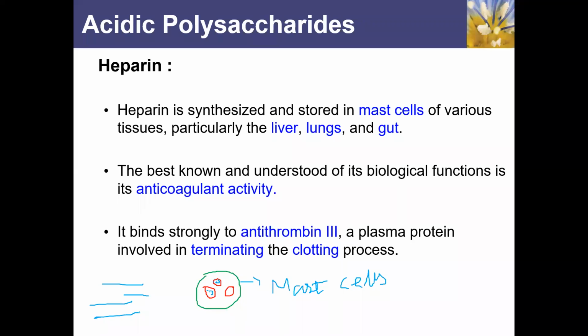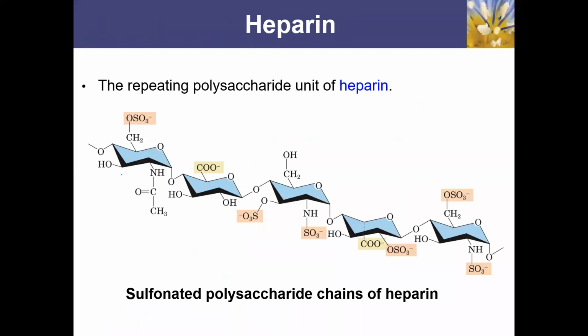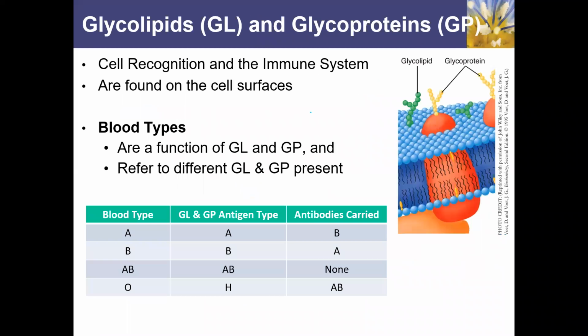But here what we need to know is that they're acidic polysaccharides and they're also sulfated. As you can see here, they're all sulfated. So if you're given this structure, you can easily identify it by the sulfate molecules present in it. So you can identify, oh, this is heparin. And you should know what they are used for, the function as well.